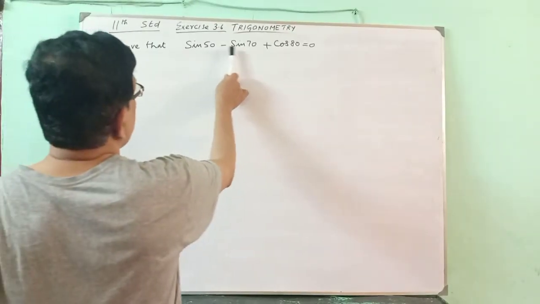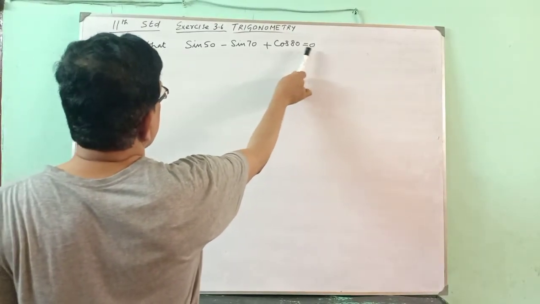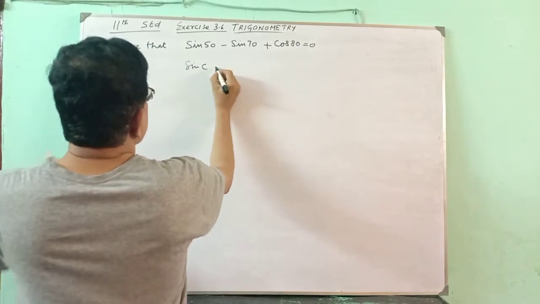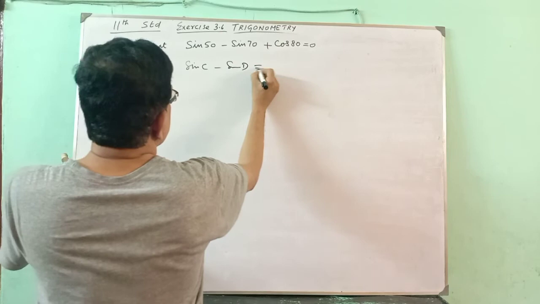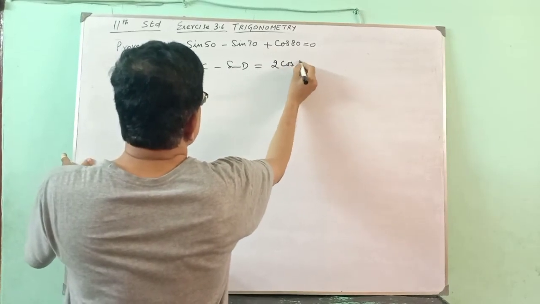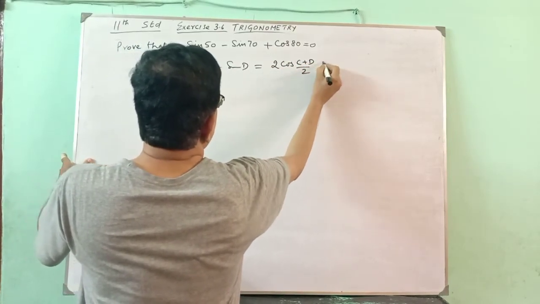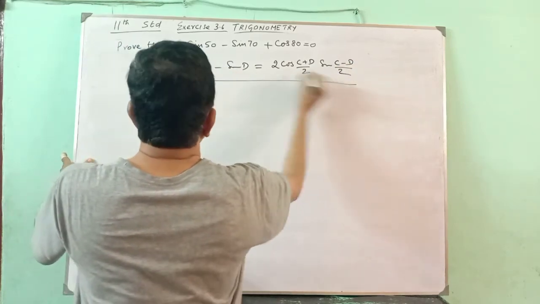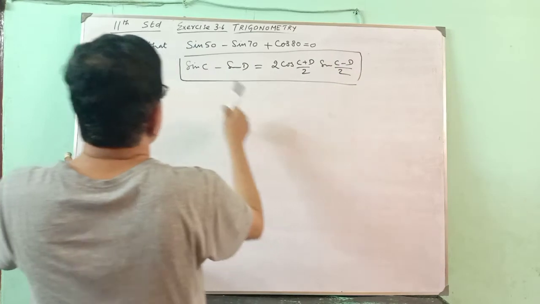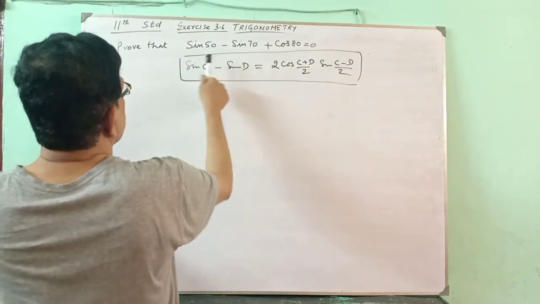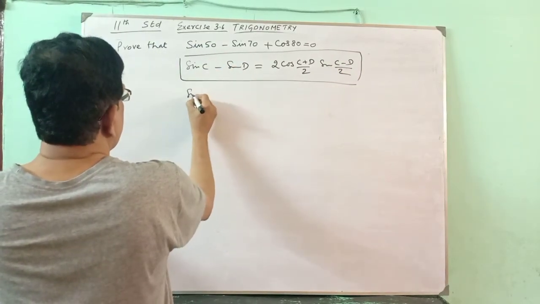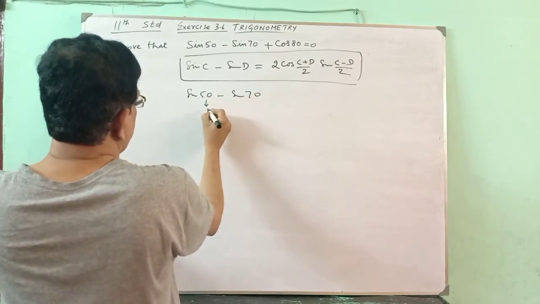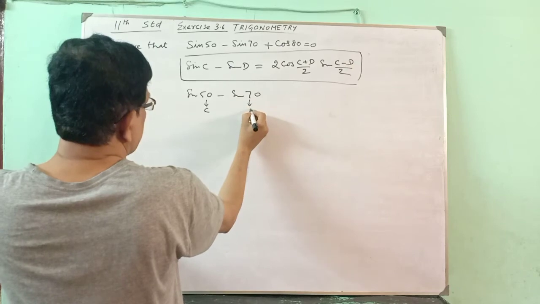Prove that sin 50 minus sin 70 plus cos 80 is equal to 0. We use the sin c minus sin d formula: sin c minus sin d is equal to 2 cos (c+d)/2 into sin (c−d)/2. Here c is 50 and d is 70.